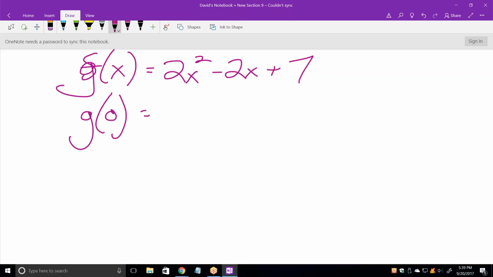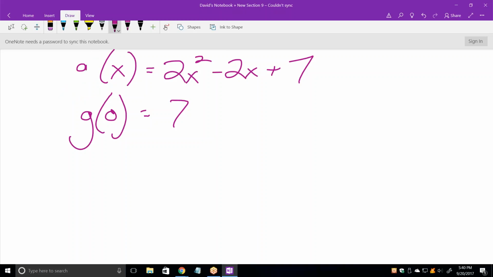No. What this means is that whatever is inside the parentheses, you plug in for x. So the answer would be 2 times 0 squared minus 2 times 0. Just one thing that happens when you plug in 0, it automatically makes both of those first two terms 0, and you're left with 7. So g of 0 is 7. Yeah, okay. While you're doing that, let me fix up my, let's make sure that says g of x.